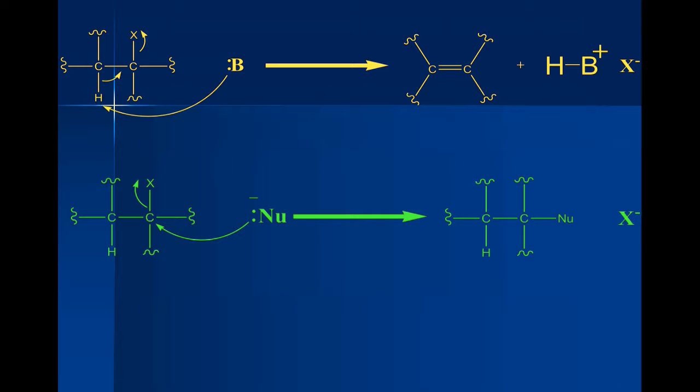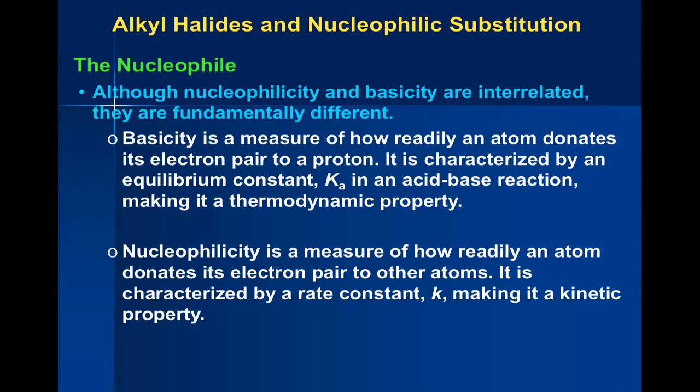And so you'll find that substitutions and eliminations kind of go hand in hand. However, here, the nucleophile, the thing with the lone pair of electrons, is actually acting as a nucleophile, and it's attacking the carbon atom, not the hydrogen. And so we're forming a new carbon-nucleophile bond, whereas here we were forming a new carbon-carbon pi bond. Now, it turns out that nucleophilicity and basicity are related, but they're not the same.